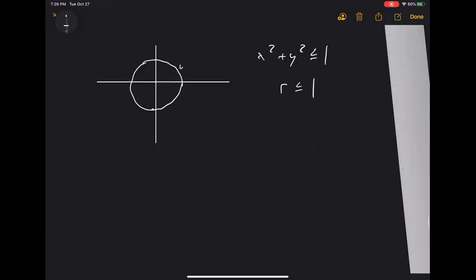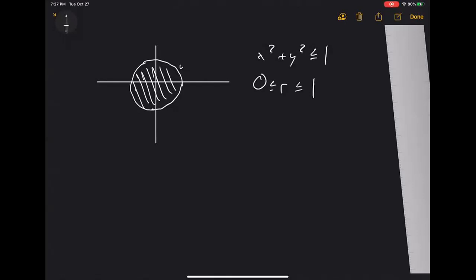So in other words, my bounds are 0 to 1 for r. That gives me this region. Now, why did I say greater than or equal to 0? Well, I don't want to consider negative radiuses. I mean, we could in polar coordinates. Remember from Calc 2, you could have negative radiuses, things like that. But we're just saying r is greater than or equal to 0, less than or equal to 1.